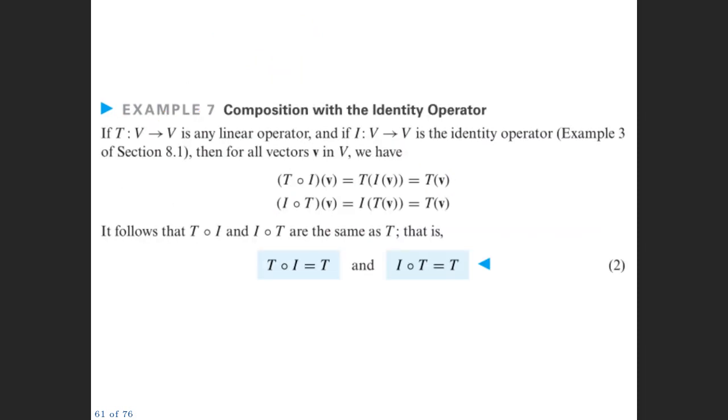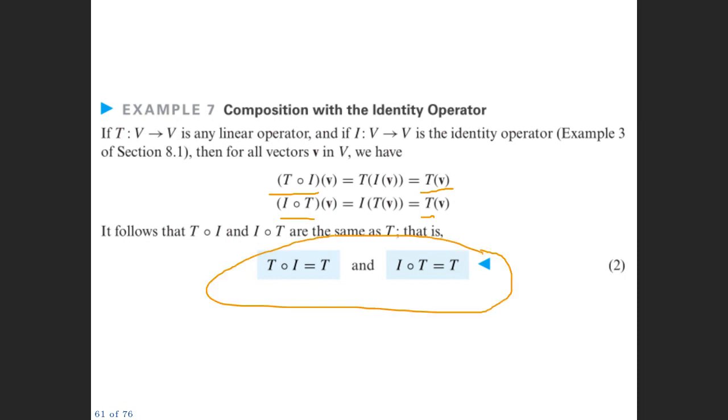And another example. Let's suppose T is any linear operator, and let's suppose I is the identity operator. Operator means that the domain and the target are the same vector space. Then for all vectors in V, T composed of I is the same as T. I composed of T is the same as T.